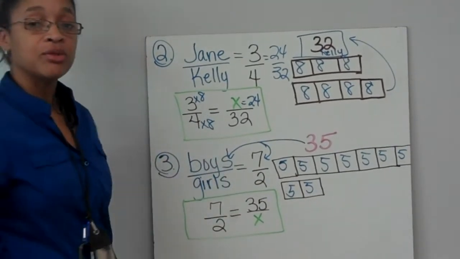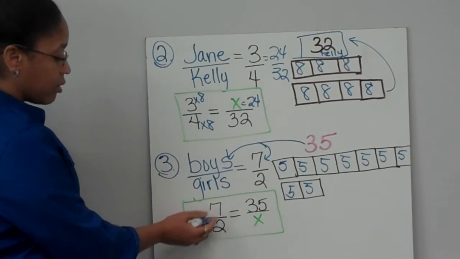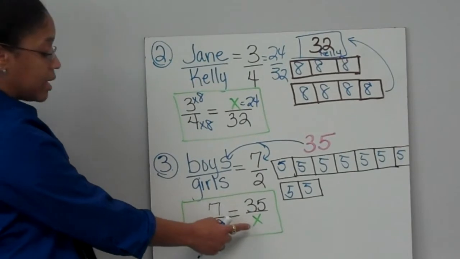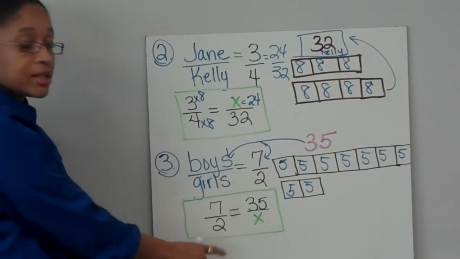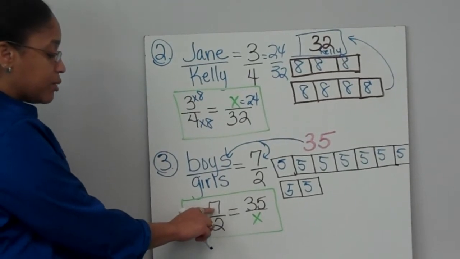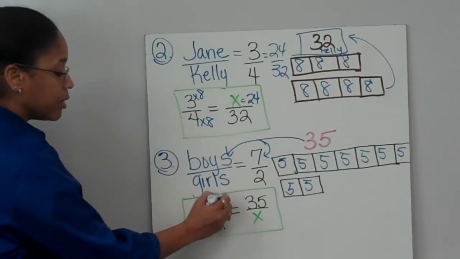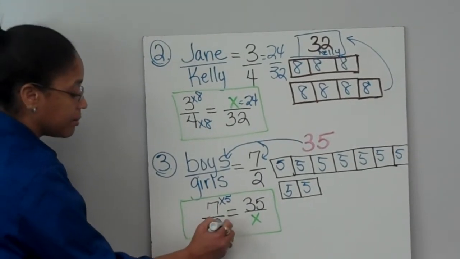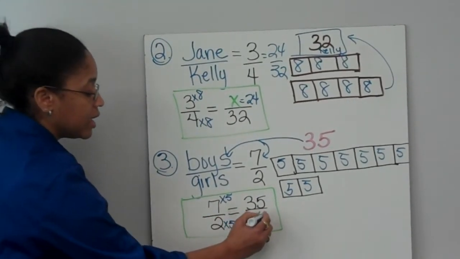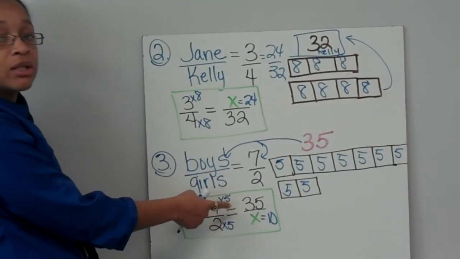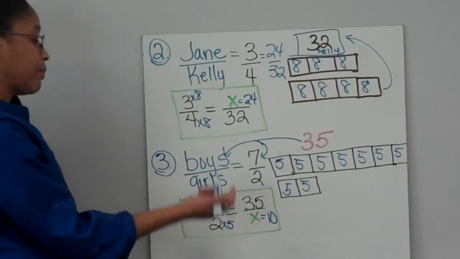And I can check that using a proportion. Boys over girls equal boys over girls. And the problem told me that there's 35 boys, and I don't know the number of girls. That's the mystery. So that's why I put an X there, a variable. So what did I do to 7 to get 35? I multiply by 5. Whatever I do to the top, I have to do to the bottom. 2 times 5 is 10, so X equals 10, which means if there's 35 boys, there are 10 girls.